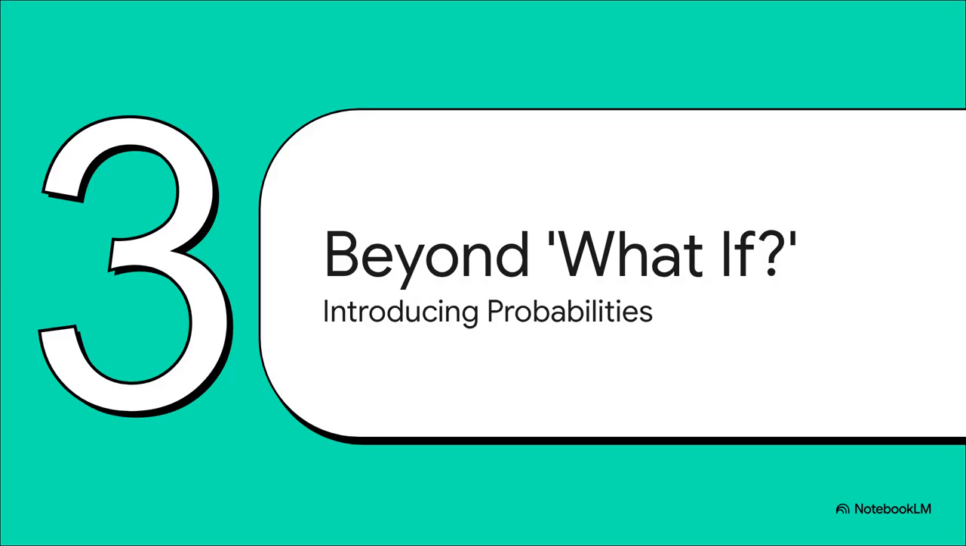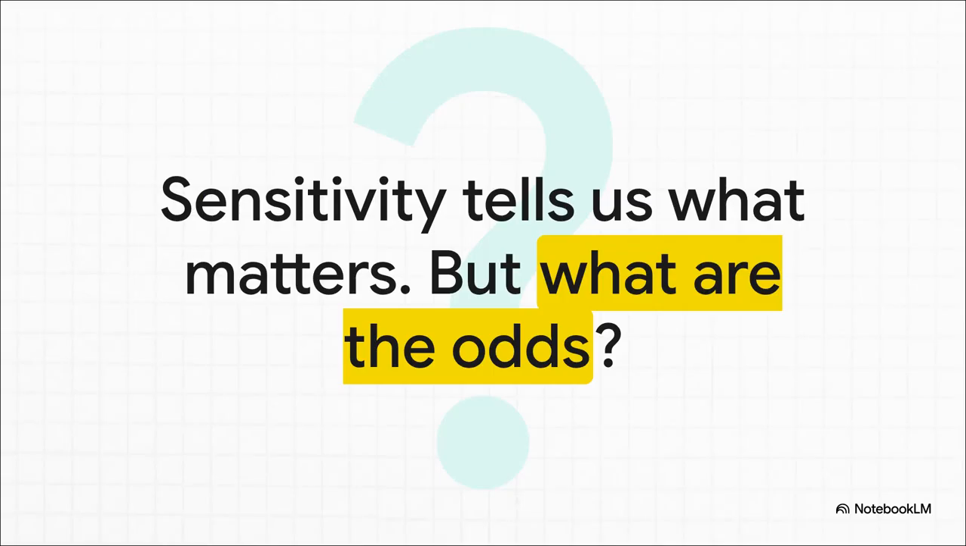So, we've figured out what to worry about. We know that plant scale and product price are the danger zones. But that's really only half the story. And this brings us to a really critical limitation. Knowing that plant scale is a major risk is one thing, but what's the actual probability of it dropping by 30%? Is that a 1 in a million shot or something that happens all the time? Sensitivity analysis, for all its strengths, just can't answer that question.